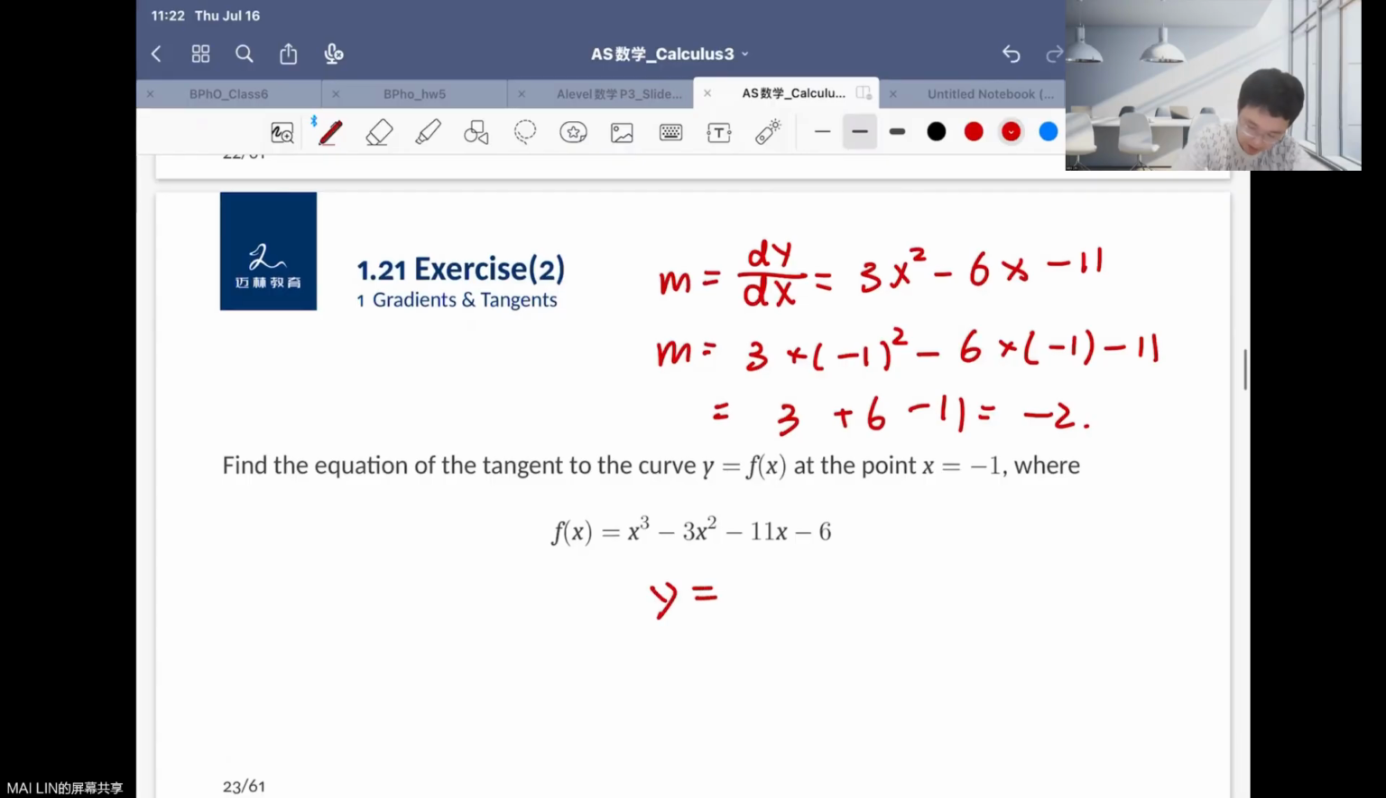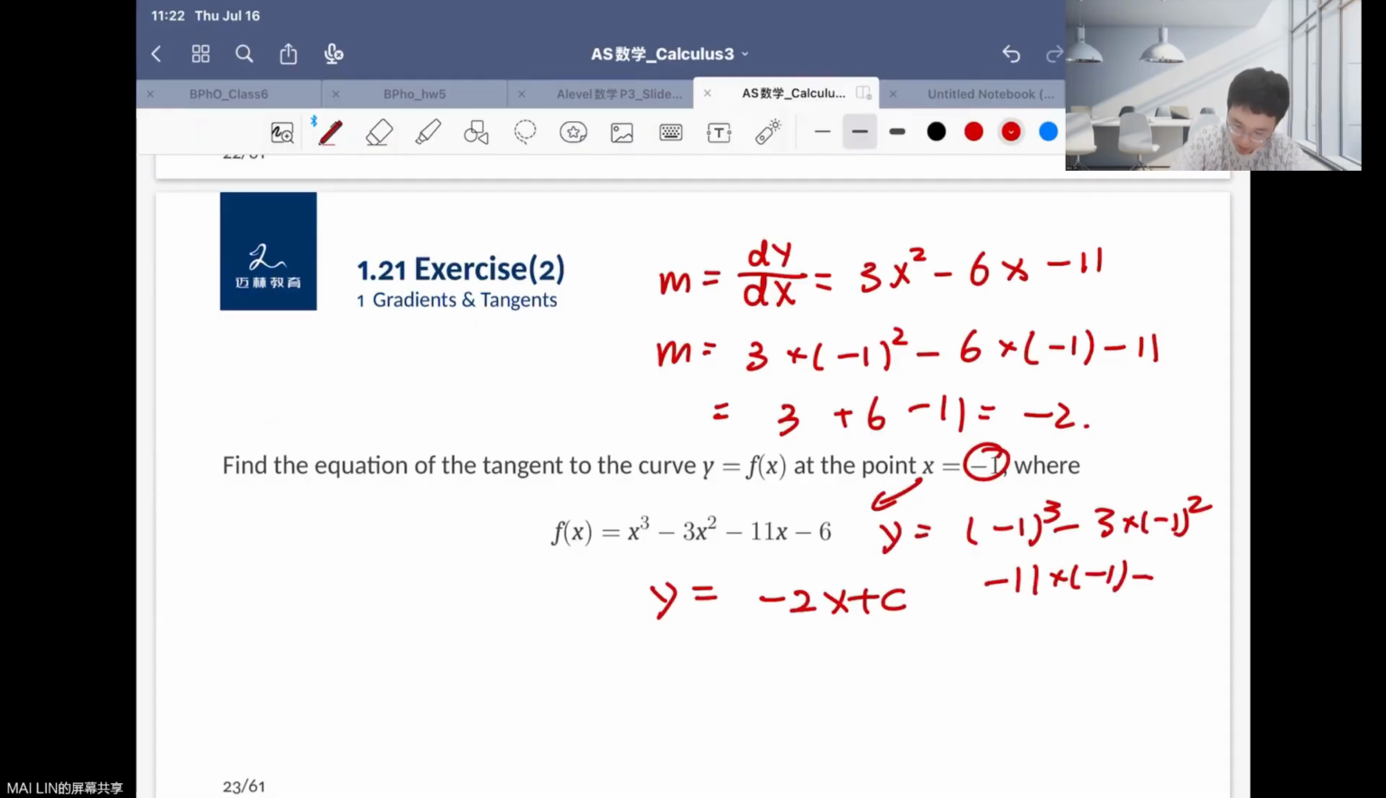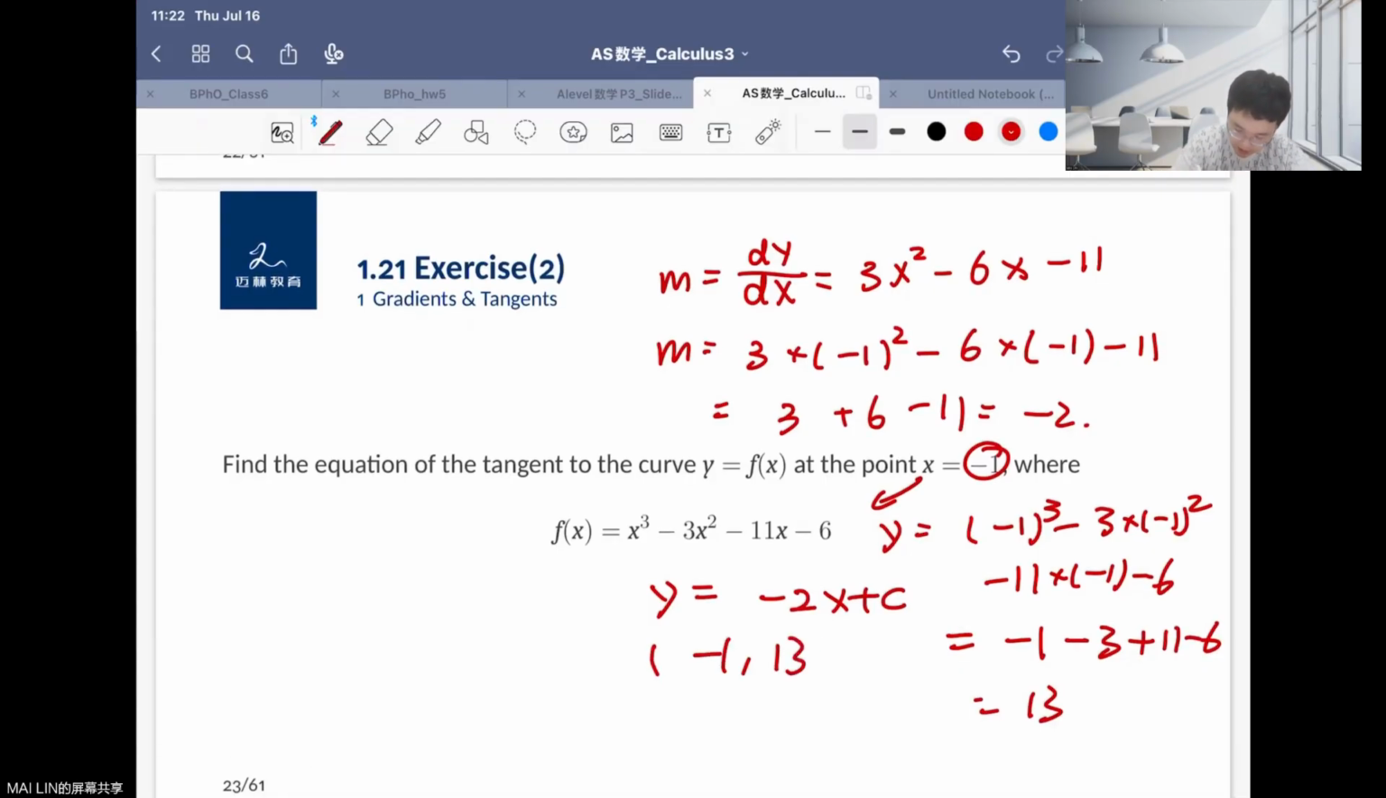So the function is y equals -2x plus c, but we still have to find c. We put x equals -1 into y. So y equals (-1) cubed minus 3 times (-1) squared minus 11 times -1 minus 6, that is -1 minus 3 plus 11 minus 6, which equals 13. So the line passes through the point (-1, 13). Putting it in, 13 equals 2 plus c, so c equals 11. So finally the tangent is y equals -2x plus 11.